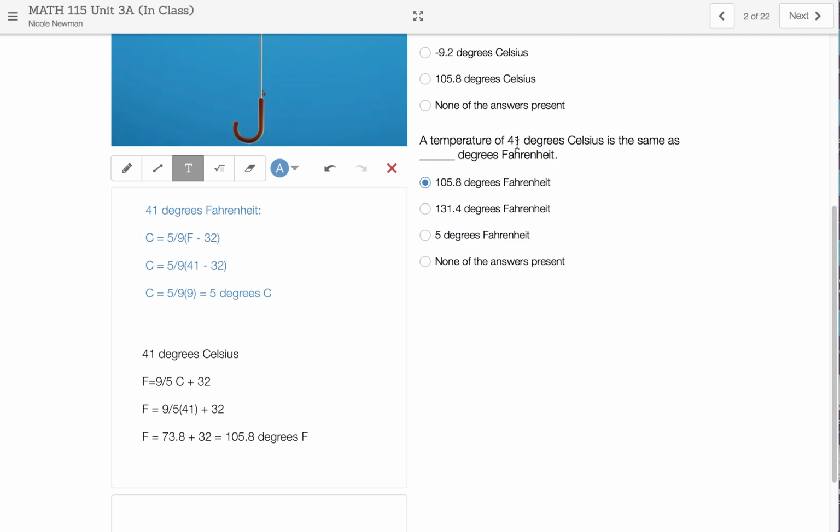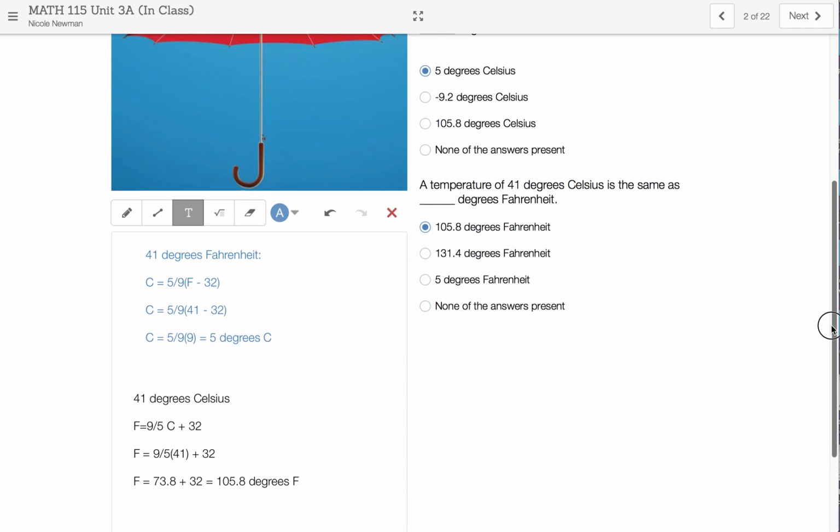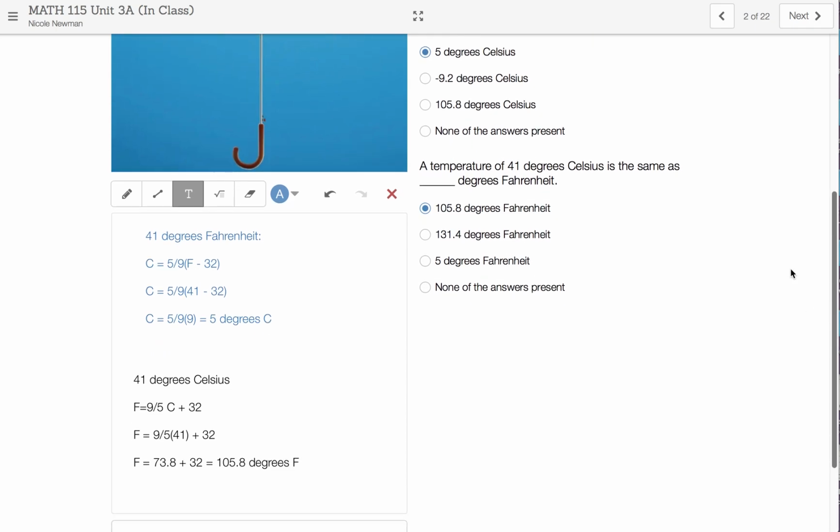For the other one, the 41 degrees Celsius, probably we'd want to grab the formula that starts with F equals so that we can find Fahrenheit. Plug in the 41 degrees, but notice that it's just 9/5 times the Celsius temperature plus 32. So that multiplication needs to get done first. 9/5 times 41 plus another 32 should give us 105.8 degrees Fahrenheit. So I think those are the two solutions for those requests. And then there's the work.